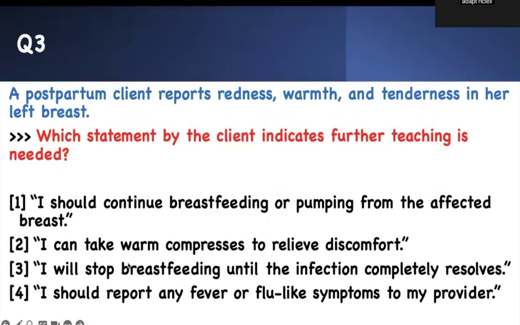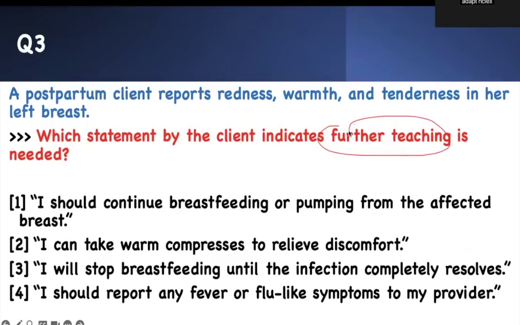Which statement by the client indicates further teaching is needed? Once again, stop the video, answer the question, then look at the way I'm going to approach it and master the style that I use to answer questions. I want you to do that because it makes question answering easy. I read it from the back. And what did I do? I go for the buzzword: which statement by the client indicates further teaching. I'm dealing with further teaching. They're saying something bad, something wrong.